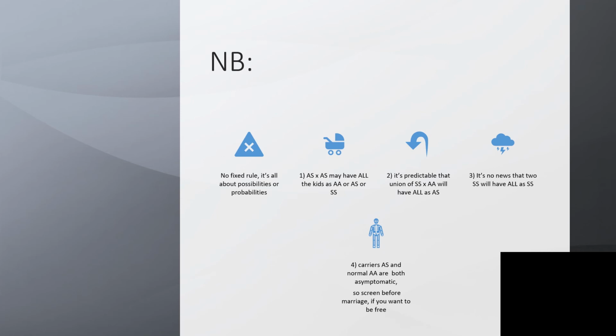Carriers like AS and normal AA are both asymptomatic, and of course, they don't have anything to fear because they are not going to produce SS, never. So if there's SS in the family, then they should find out more. So screen before you enter into that marriage if you want to be free.